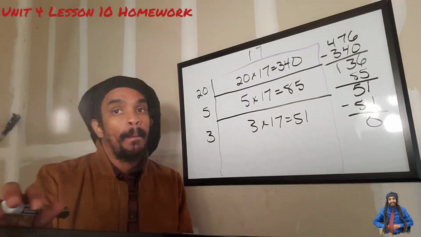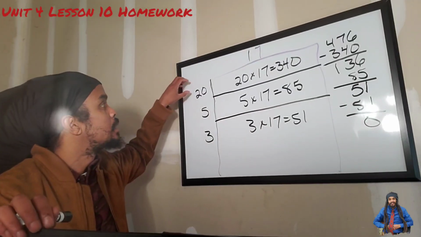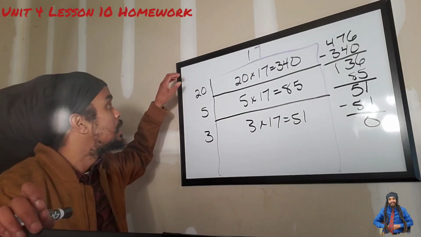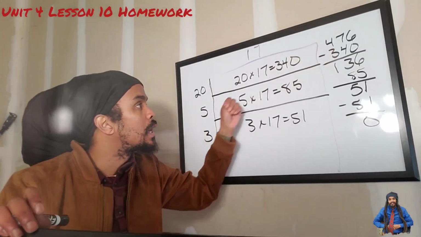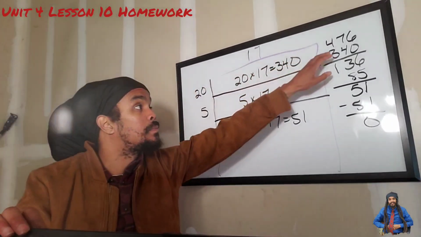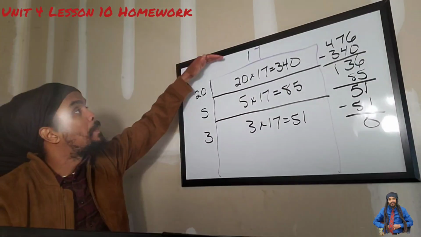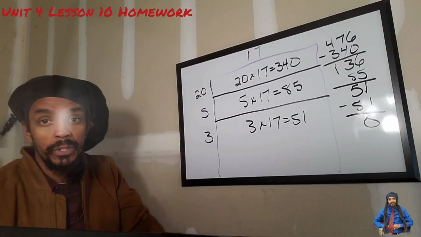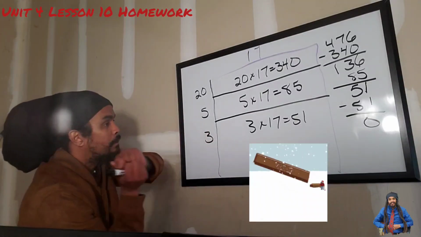So basically, y'all, partial quotients. In the end, we could have just done 10 times 17 and got 170, but that would have taken out only a little piece. So we did 20 times 17 and got 340, and subtracted that. Imagine this is literally our big tree, and we're chopping it down.